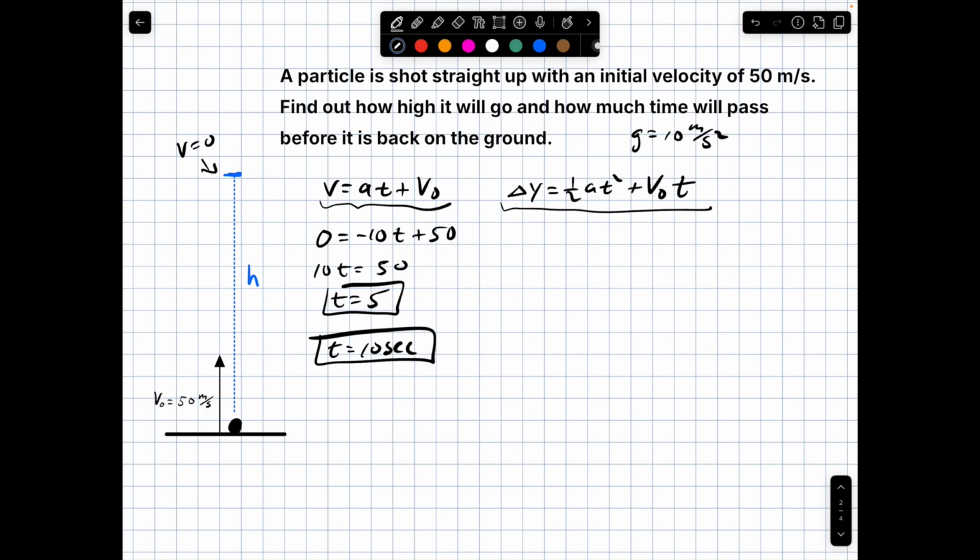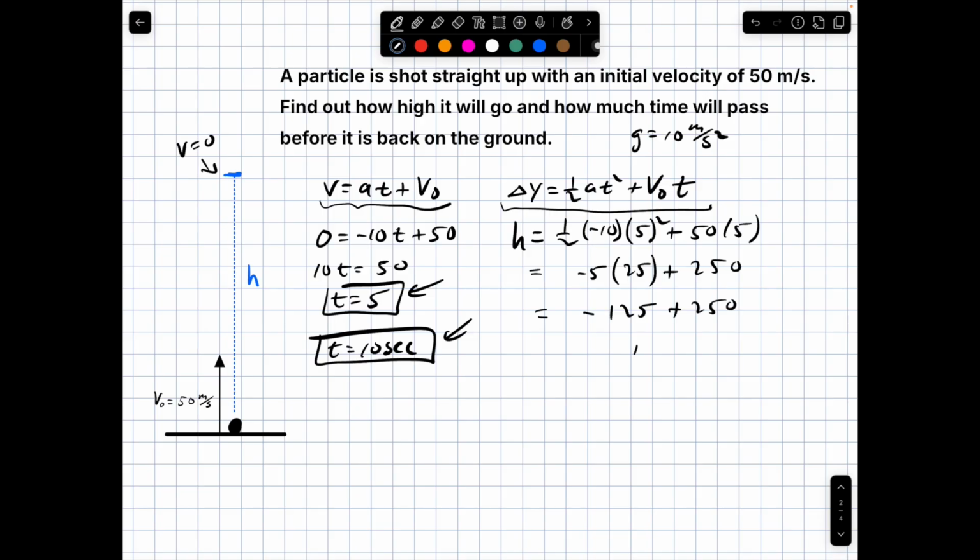Now that I know the time, and remember, this is the total time, but this is the time it takes to get to the top, which is what I'm looking for. So I can say delta y, or according to the picture, delta y is h, and that's going to be equal to 1/2 times -10 times 5 squared plus 50 times 5. Now this is equal to -5 times 25 plus 250. This is equal to -125 plus 250, which is equal to 120.